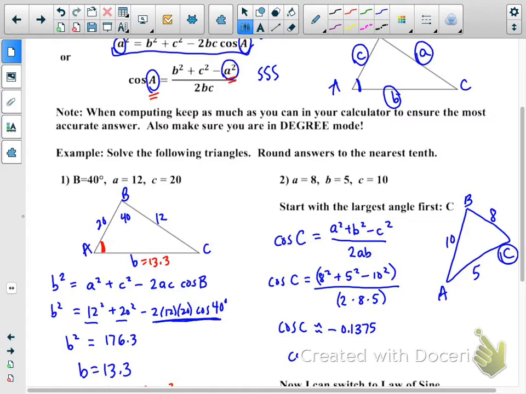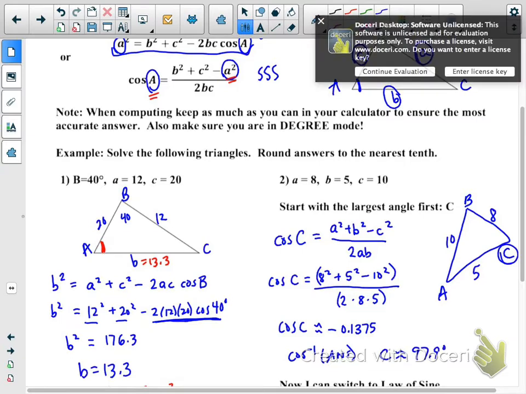I'm going to do the inverse. And actually, I'm going to do inverse answer, even though I think that is exact, because it's less buttons to push, because I can just hit second and the negative key to bring that up. And I end up with C is approximately 97.9.